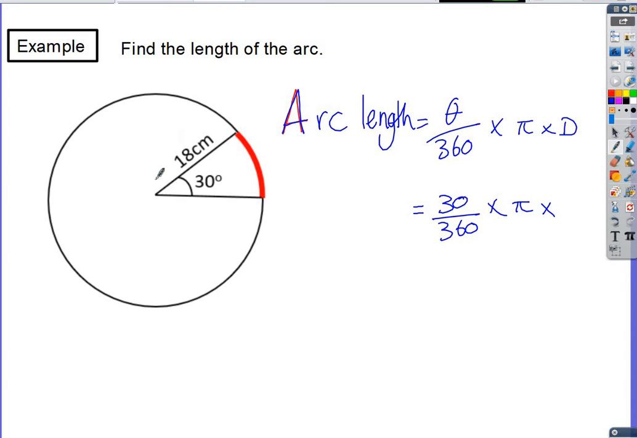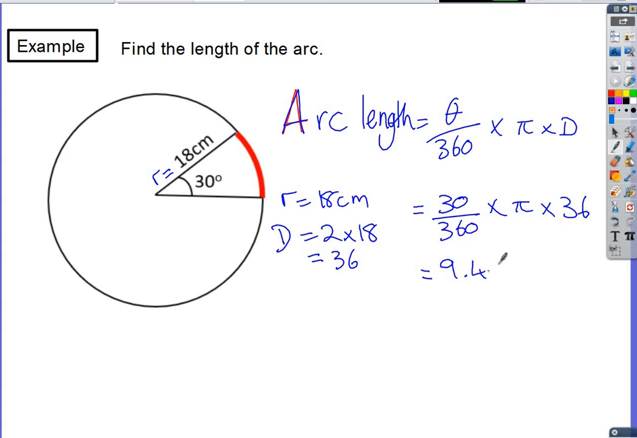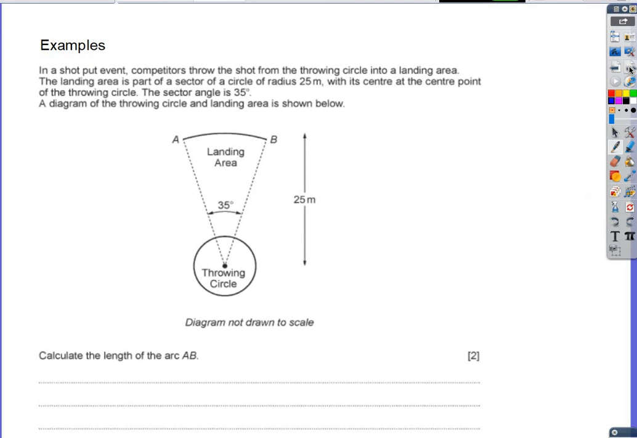Now notice they have given us the radius. So the radius is 18 centimetres. We need the diameter, which is 2 lots of the radius, which gives an answer of 36. So here I need to put 36 there. Type that into your calculator, and you'll get 9.424779, and because this is a length, we'll round that to 2 decimal places, put in the units and write down 2 dp. It is as easy as that. Can you write that in, please? Then moving on to the next example.